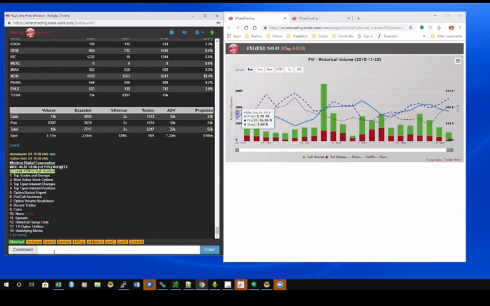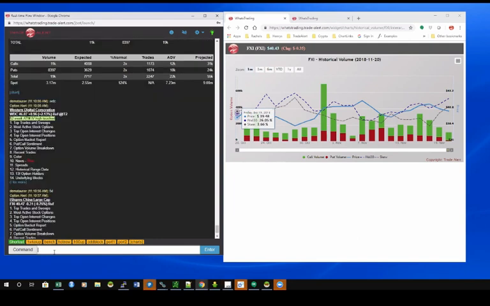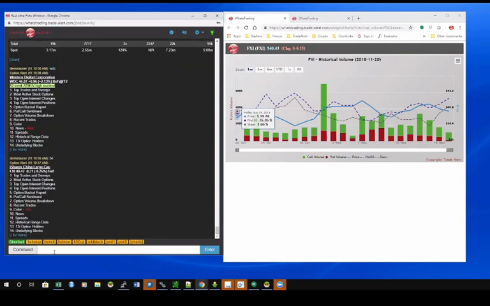So one that I was looking at also on a bigger time horizon is the China ETF.